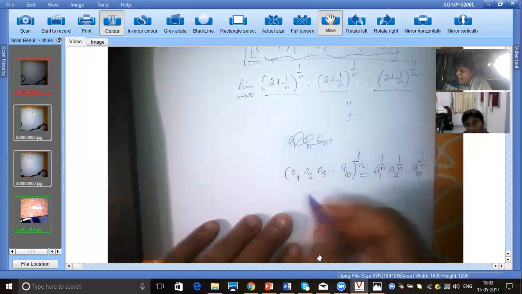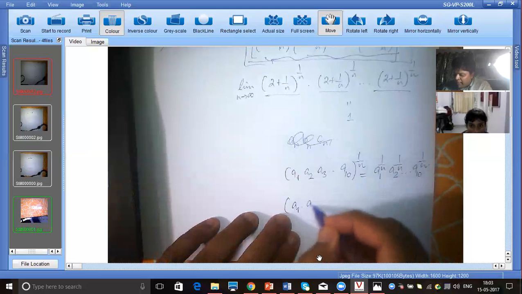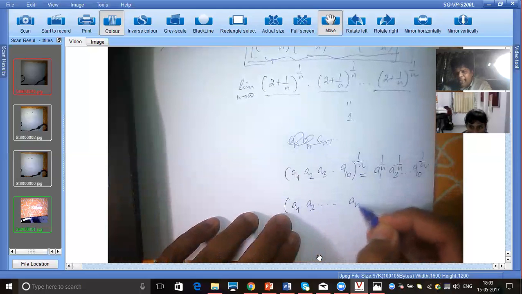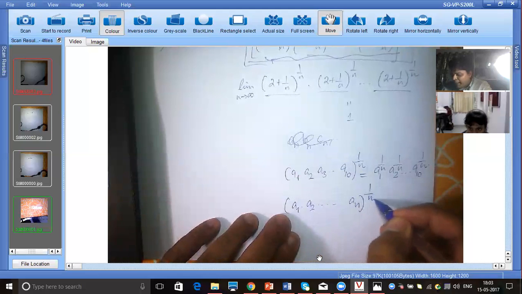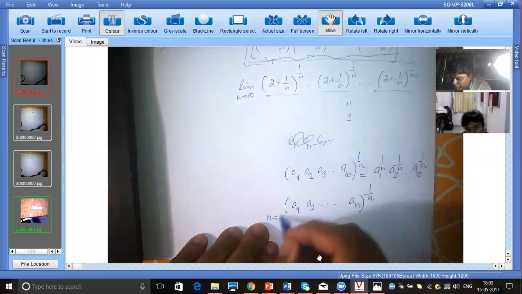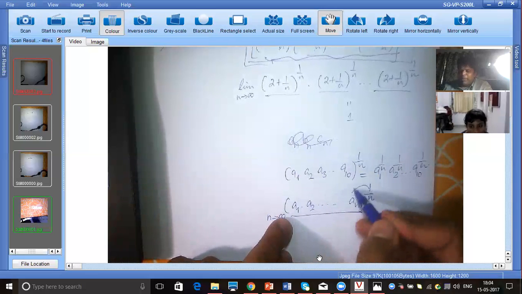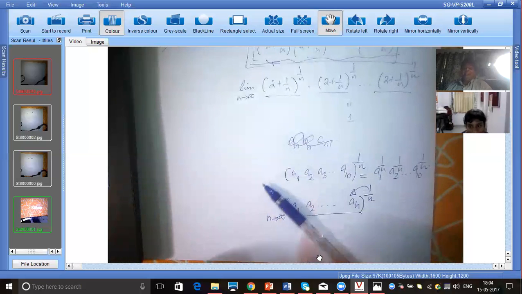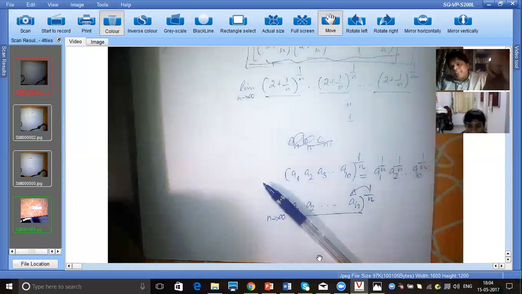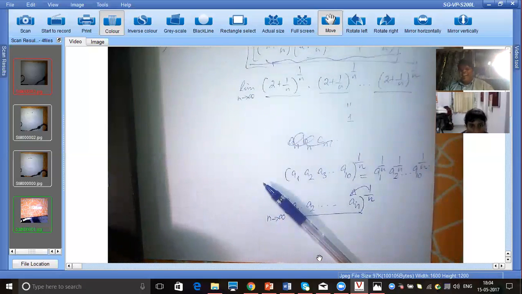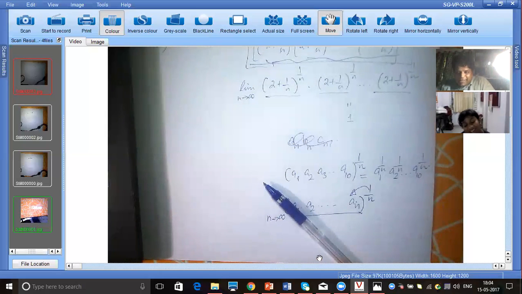But if I had A1, A2, so on up to AN whole to the 1 by n, and n goes to infinity, I had an infinite number of these guys. Then I can't distribute 1 by n. Right, that's where the catch is. So you can't do that. You can do it only if it is a finite number of products. You have an infinite number of products as n goes to infinity.